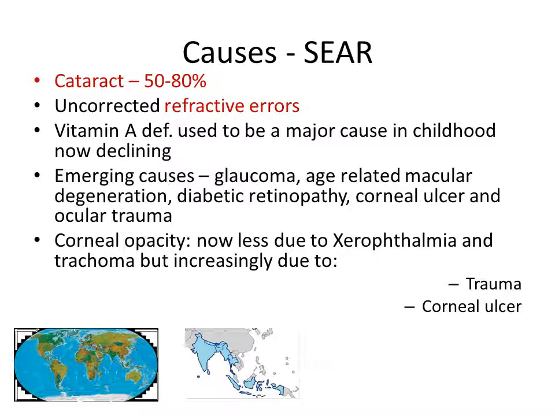Corneal opacity originally used to be more due to xerophthalmia, advanced vitamin A deficiency, and trachoma. But now, as these conditions are controlled, the reason for corneal opacity is now more because of trauma and corneal ulcers.